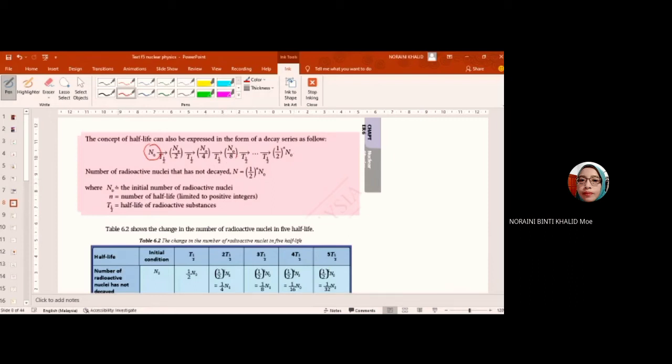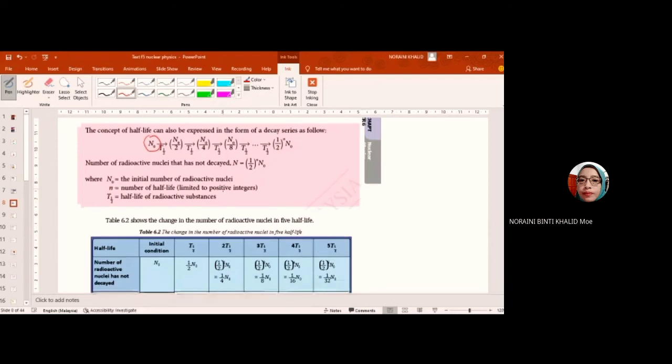So what we can say about the number of radioactive nuclei that have not yet decayed, N, is equal to half to the power n times N0, where N0 is the initial number of radioactive nuclei, n is the number of half-lives limited to positive integers, and T half is the half-life of the radioactive substance.